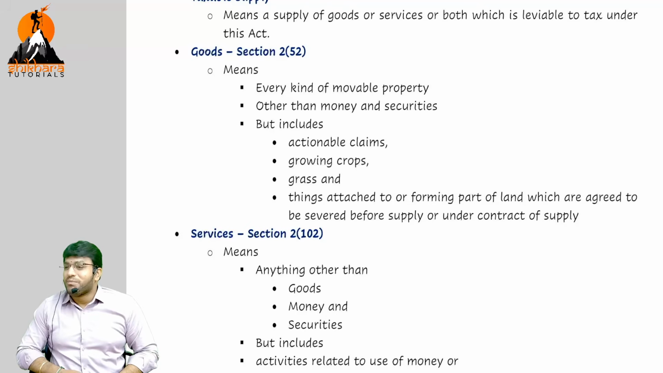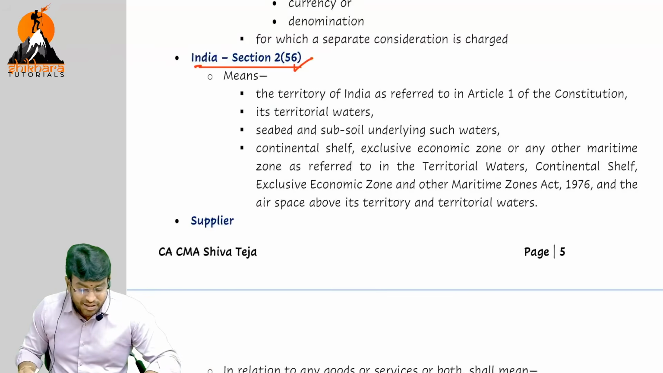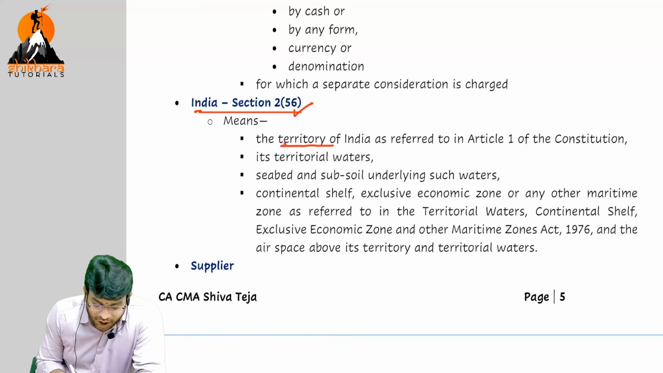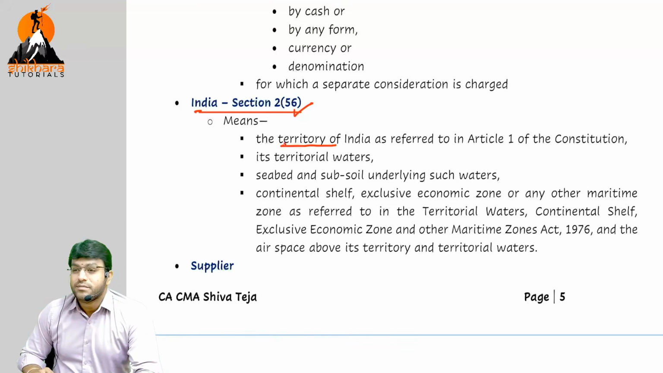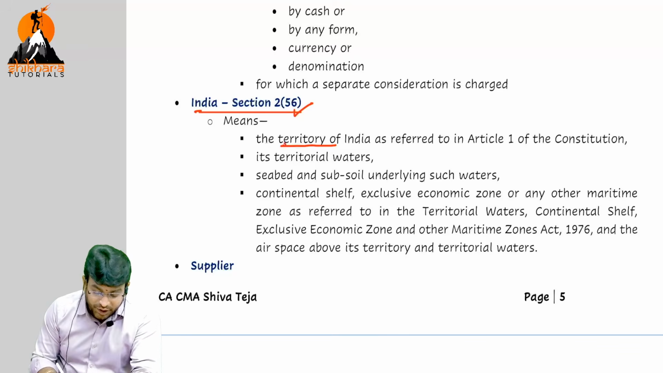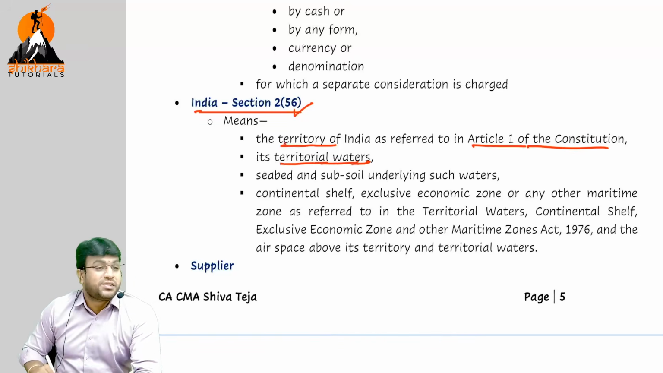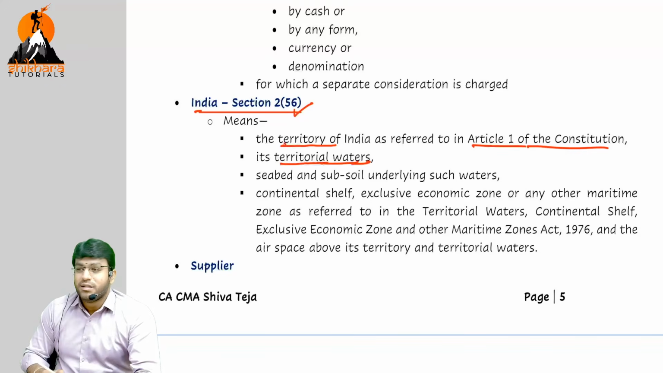I hope you know that there is something called a definition for India. India covers what? In simple terms, land, water, air. But if you write that in the exam, even half a mark will not come. So there's a proper definition. India covers the territory of India, as referred to in Article 1 of the Constitution, and territorial waters. What is territorial waters?